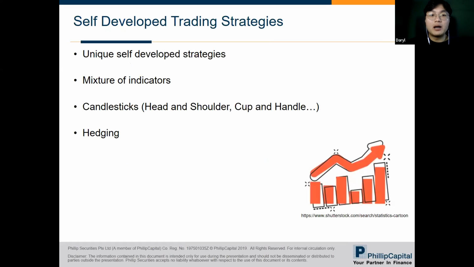Some traders have developed their own unique strategies over time, and again, this is based on their own strategy. It may be a mixture of indicators. They monitor the stock closely and look at indicators like candlesticks, for example, or see if there's any head and shoulder pattern, or maybe cup and handle. Some people use the moving average and also support and resistance to help them make decisions when it comes to trading. So if you were to Google technical analysis, you'll probably see some charts that are very complicated and have a lot of different indicators.